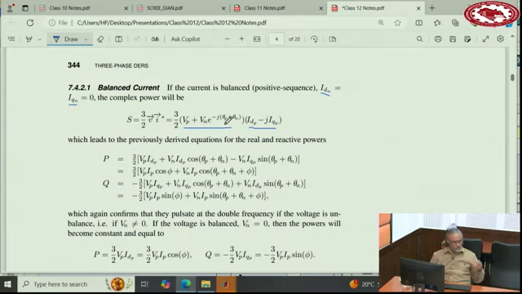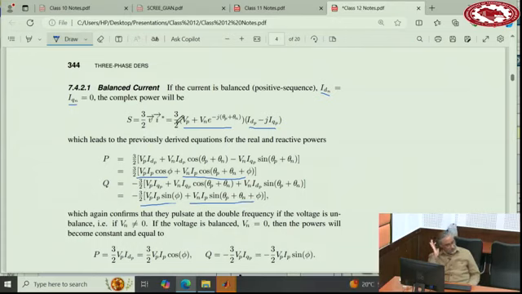Real part represents real power. Imaginary part represents reactive power. Each one of them has a DC part plus a double frequency. So this is the DC part, and this is the double frequency. This is the DC for the reactive, double frequency for the reactive.